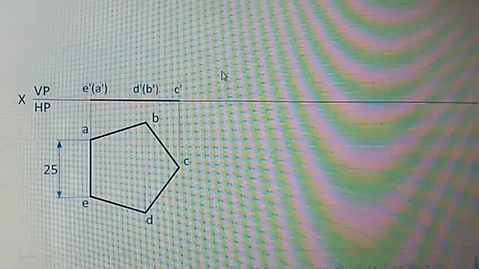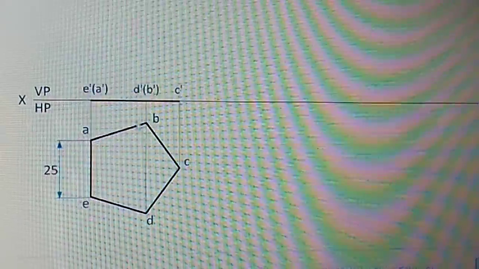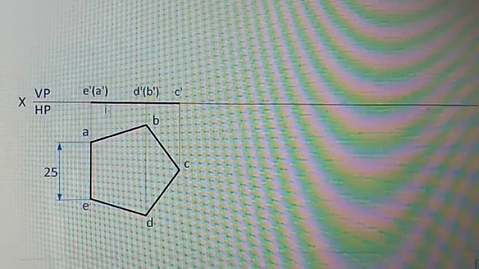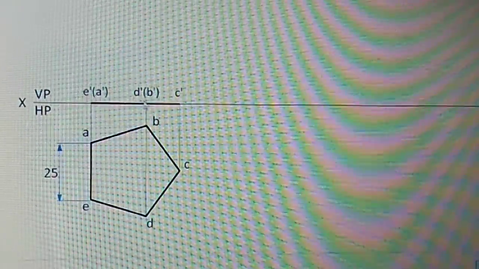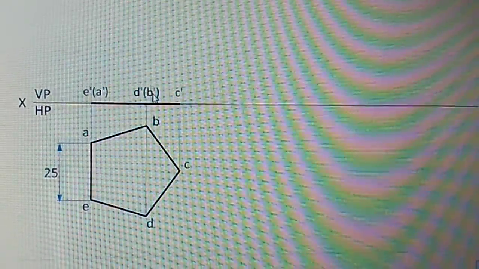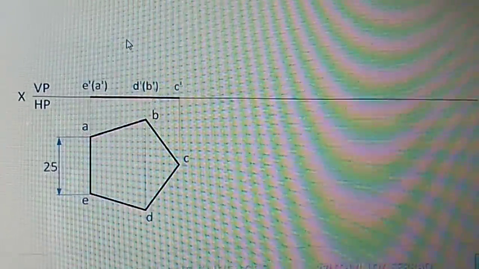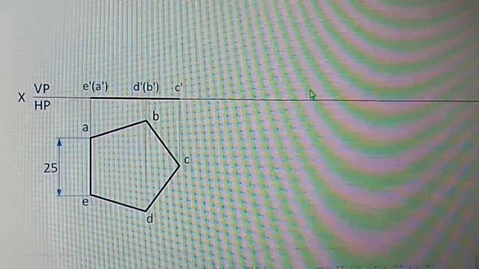Next you name each end. In the front view, E is visible and A is not visible, so E becomes E dash and A becomes A dash. D is visible, B is not visible, so inside the bracket you can take it as B dash, and C becomes C dash. This is the first position of the pentagonal lamina resting on HP.